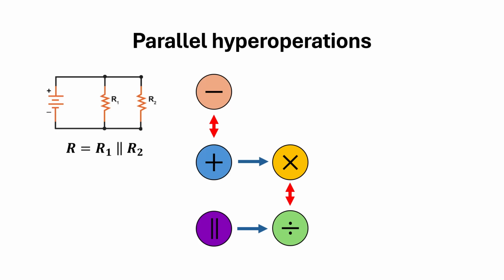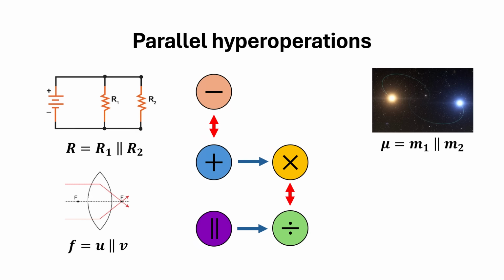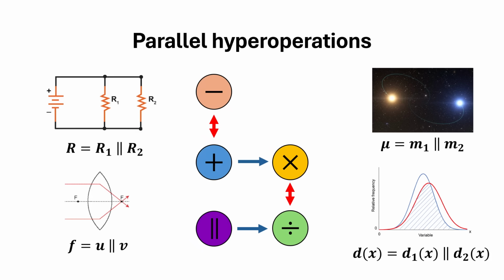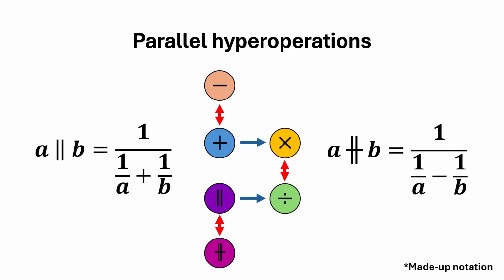Despite its name coming from electrical circuits, it kind of really looks like a parallel version of addition. There are also some applications of this operation in optics, mechanics, and even statistics. But what about the rest of the parallel operations? Well, parallel subtraction could easily be defined this way. It is the inverse operation of parallel addition, and not much different.